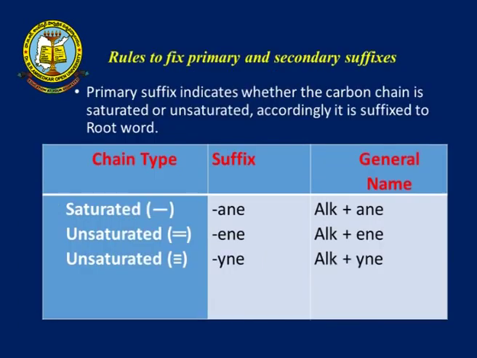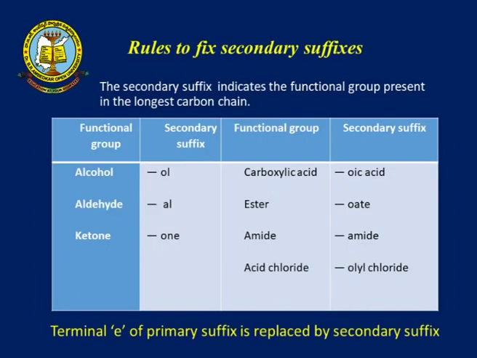Now, coming to the suffix, the primary suffix indicates saturated or unsaturated, as I already said. If it is a saturated one, the primary suffix must be used as ane. When the single bond is there, the primary suffix must be ane, and when a double bond is there, the primary suffix used must be ene. And if it is a triple bond in the carbon chain, then the primary suffix must be yne, Y-N-E. Then coming to the secondary suffix, along with the double bond, any other functional group present will be termed the secondary suffix.